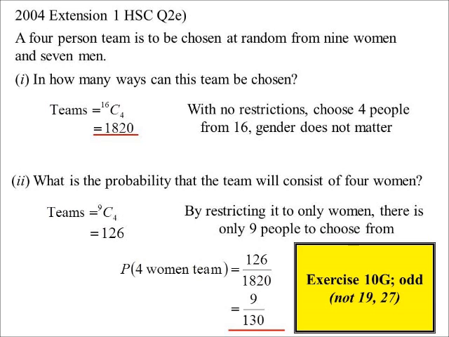There you go. So 10G. Oh, wonder what 19 and 27 are.